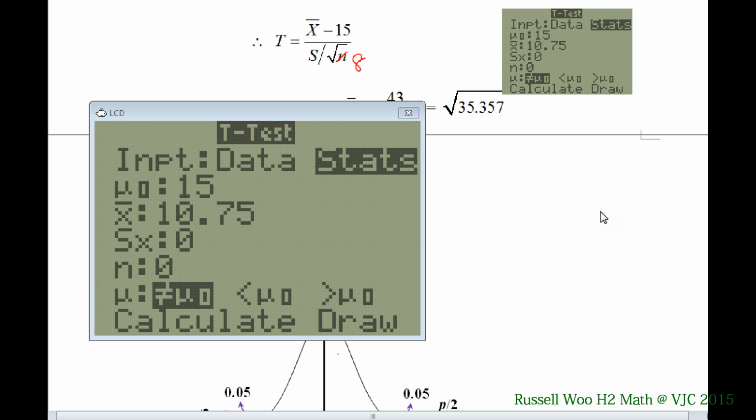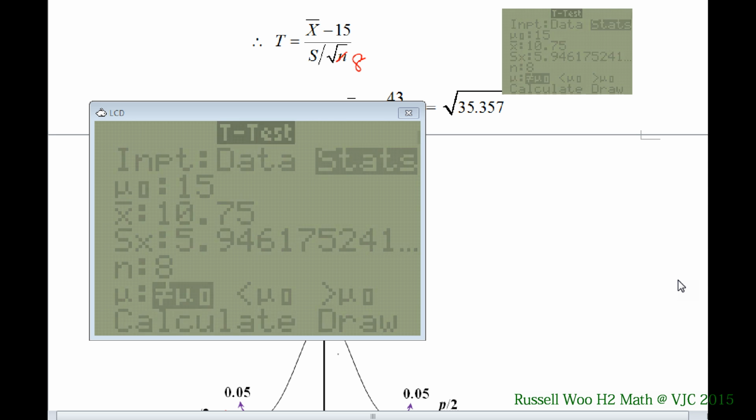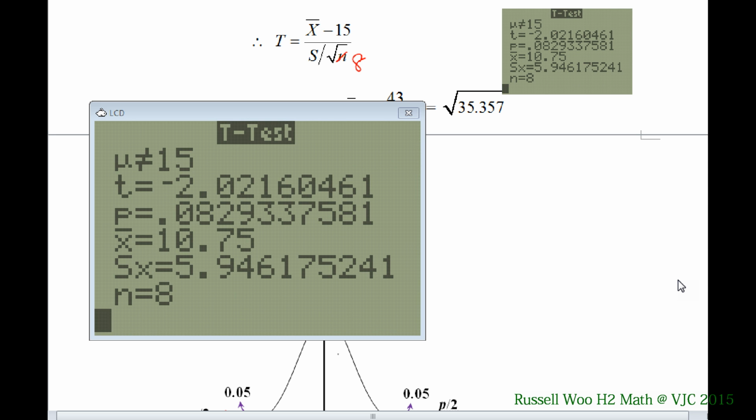But from your sample, you got some value. Follow? So you also put in your unbiased estimate, which is the square root of 35.357. N was small, it was 8. And you do a two-tailed test. Then you calculate, and you are very happy you got this value, same as the notes. And in fact, the GC will also help you calculate the specific t value.